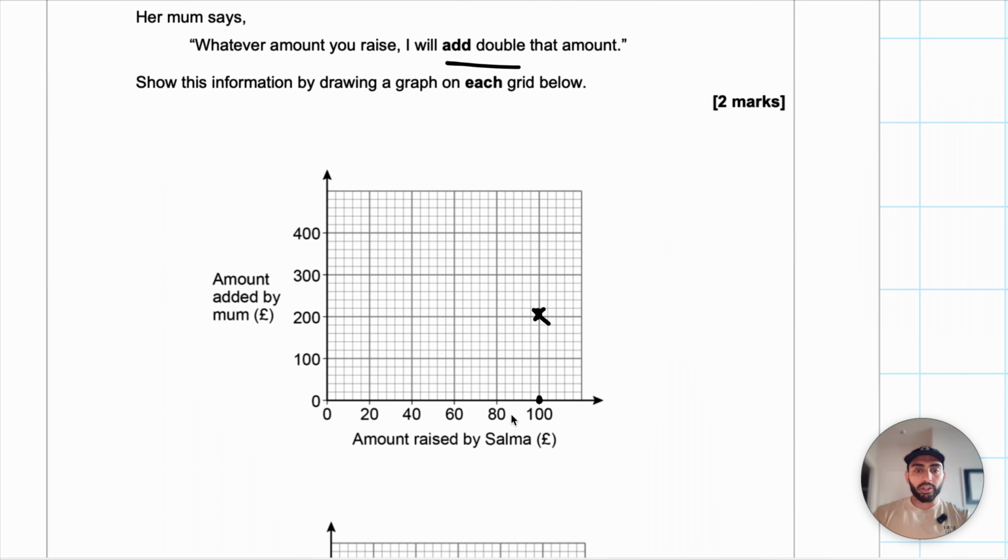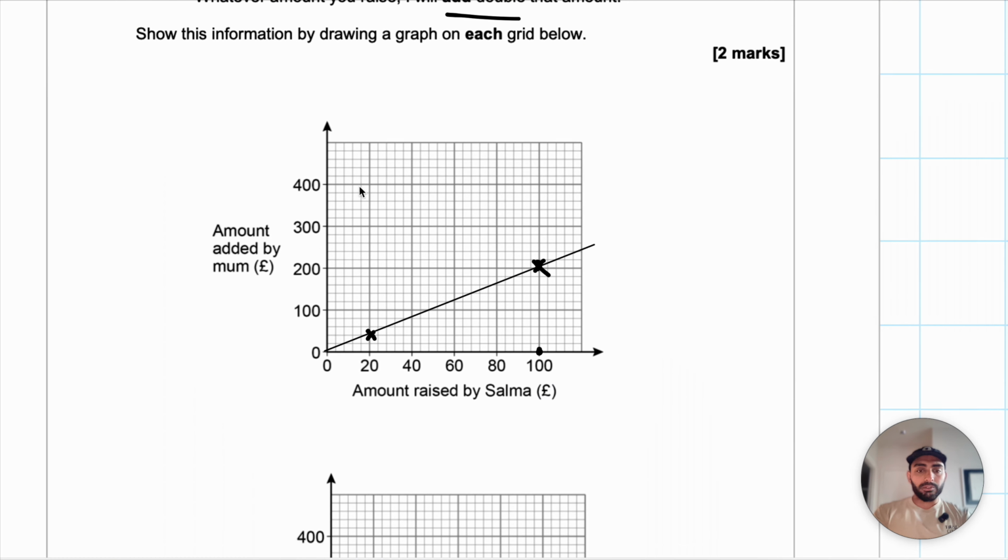So we can plot 1 point there. If Salma raises £20, her mum will add double that, which is at 40. So now that I've got 2 points, I can just join both of these up with a straight line. Start at 0, 0, because when Salma raises nothing, her mum will give her nothing. And that'd be my final line. That's the first one done.